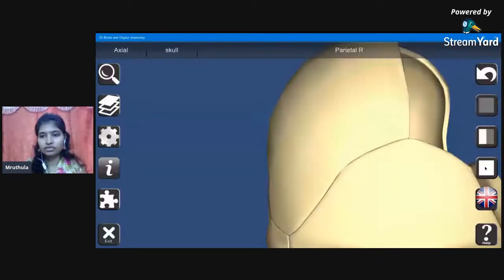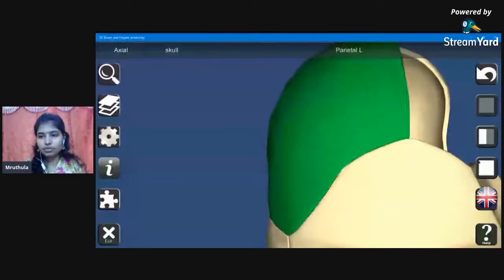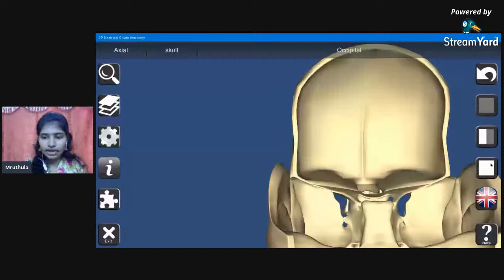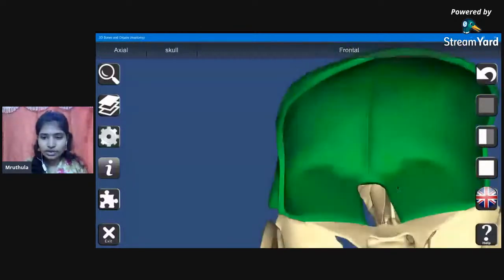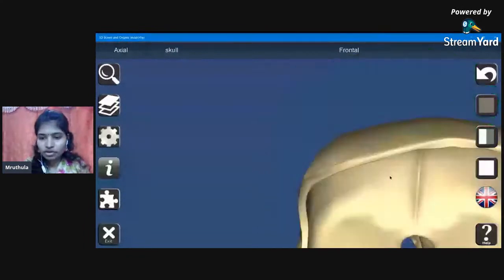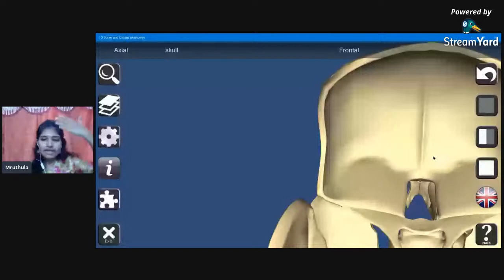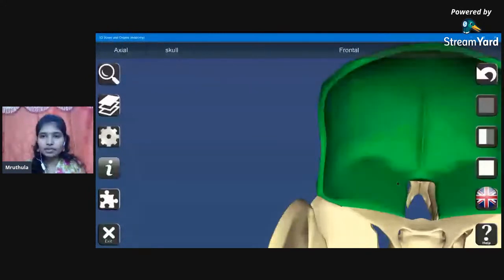I'm removing the parietal bone and the occipital bone, right? So let us get into this. Okay, actually I've removed the ethmoid bone. So what you're seeing right now is the anterior cranial fossa. We have three cranial fossa, anterior, middle and the posterior. In the anterior cranial fossa, that's what we're seeing now. The bone that is highlighted now, the green colored one, is frontal bone.